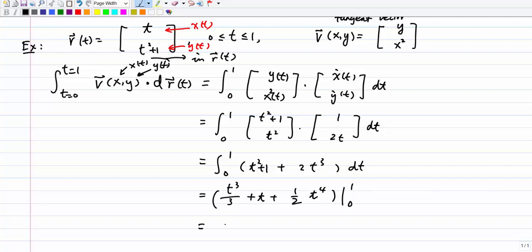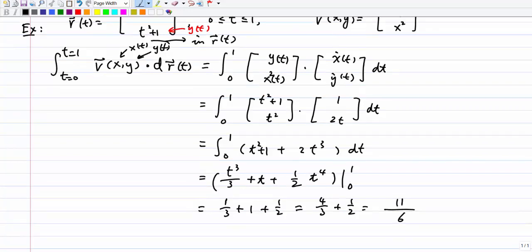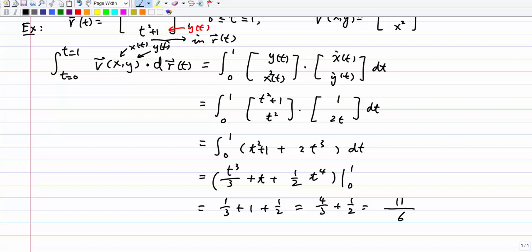So 1 cubed is 1, divided by 3, plus t is 1, plus 1/2 times 1 to the 4th, which is still 1. Drop it, and minus 0; I don't have anything to subtract here. So this will be 1/3 plus 1 plus 1/2, which is 2 over 6 plus 6 over 6 plus 3 over 6, so 11 over 6. This is how I compute the line integral over the vector field.